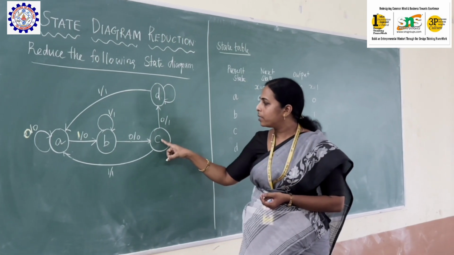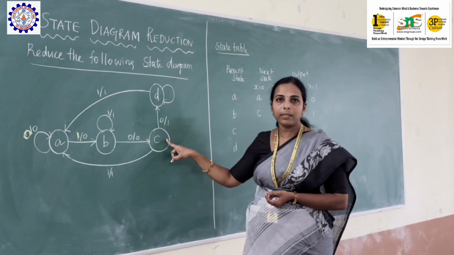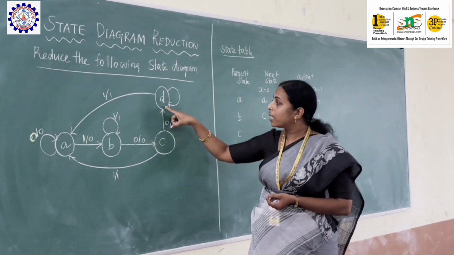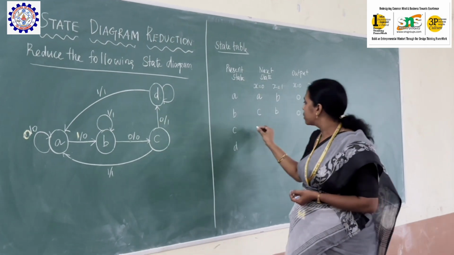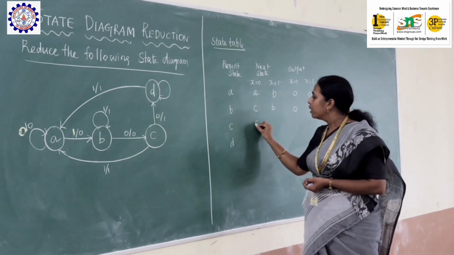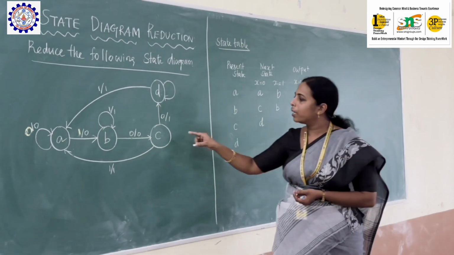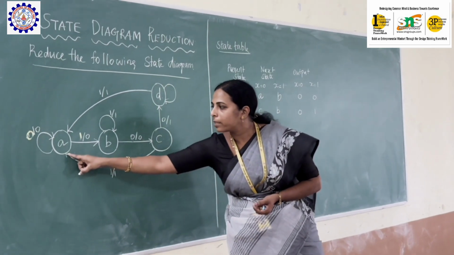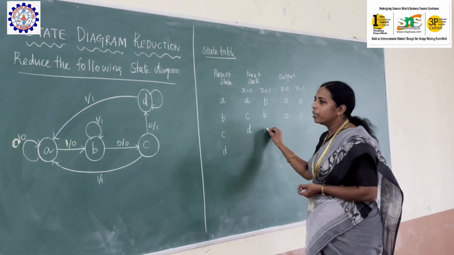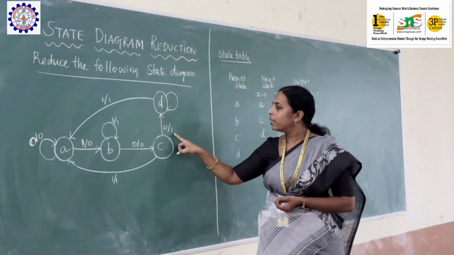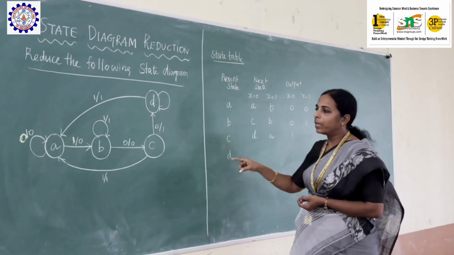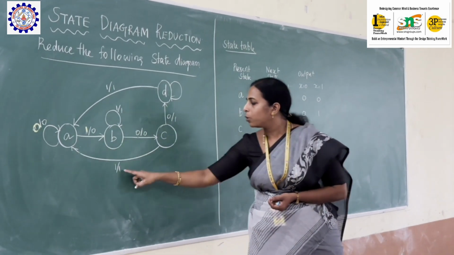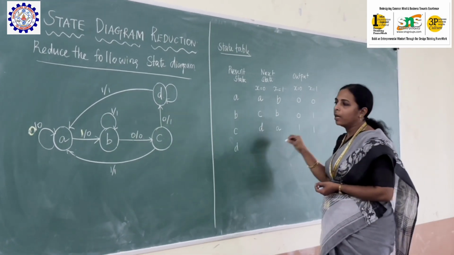Similarly, coming to the present state C, the next state will be D when the input is 0. And when the input is 1, the next state goes to A. When the next state is D, the output is 1, and when it is going to the next state A, the output is 1 again.